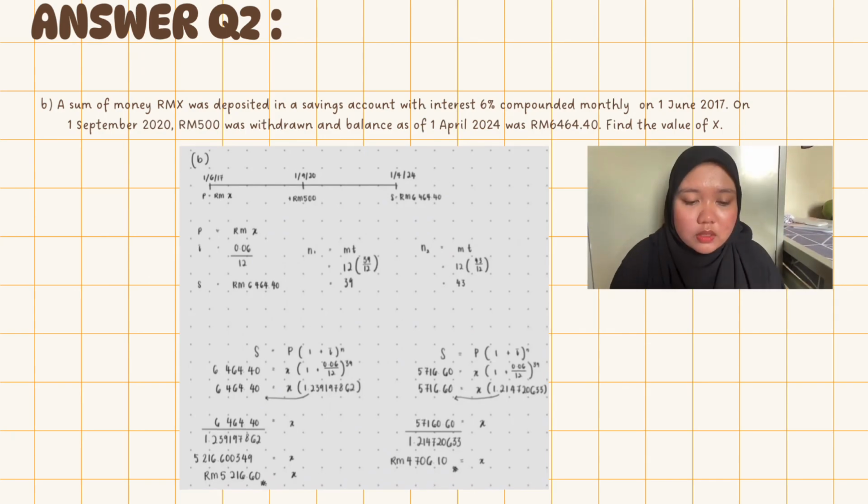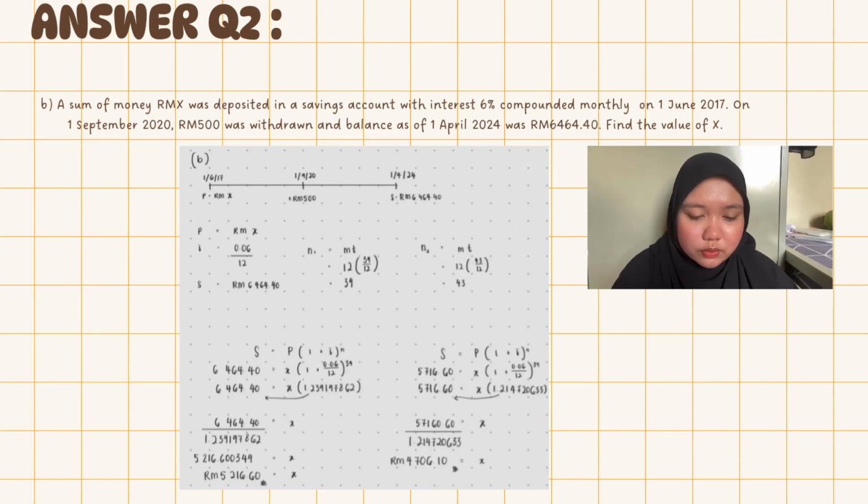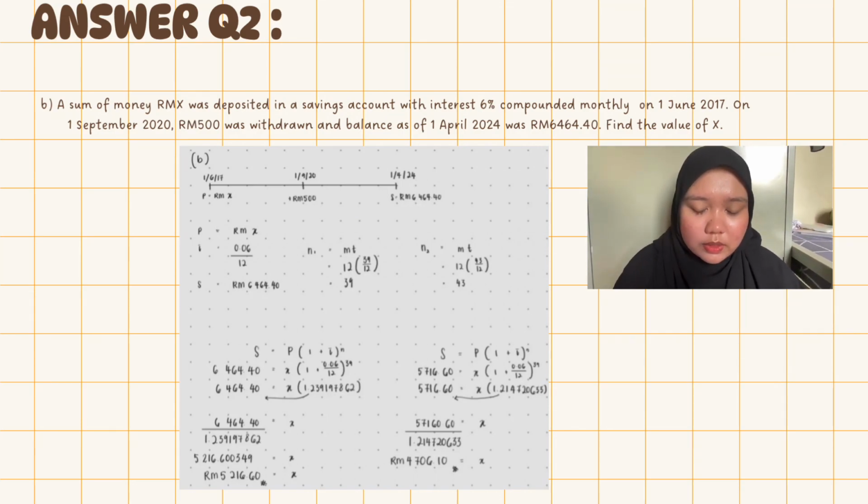For part B, in the question we have RMX for P. Interest is 0.06 per 12, and for S we have RM6464.40. For bank 1 we have 12 in bracket 39 per 12, and we have 39, and for bank 2 we have 12 in bracket 43 per 12, and we get 43. We're going to calculate that using S equals P multiplied by (1 plus i per n), and we're going to use 6464.40.